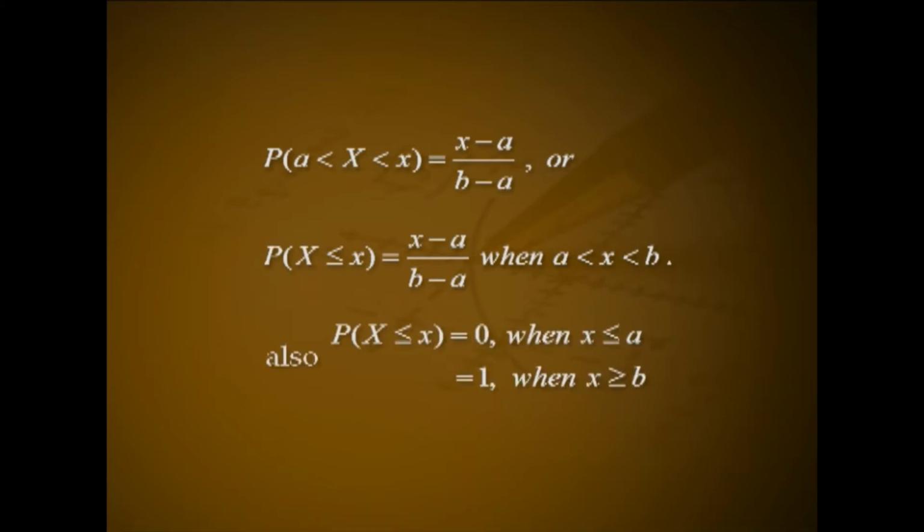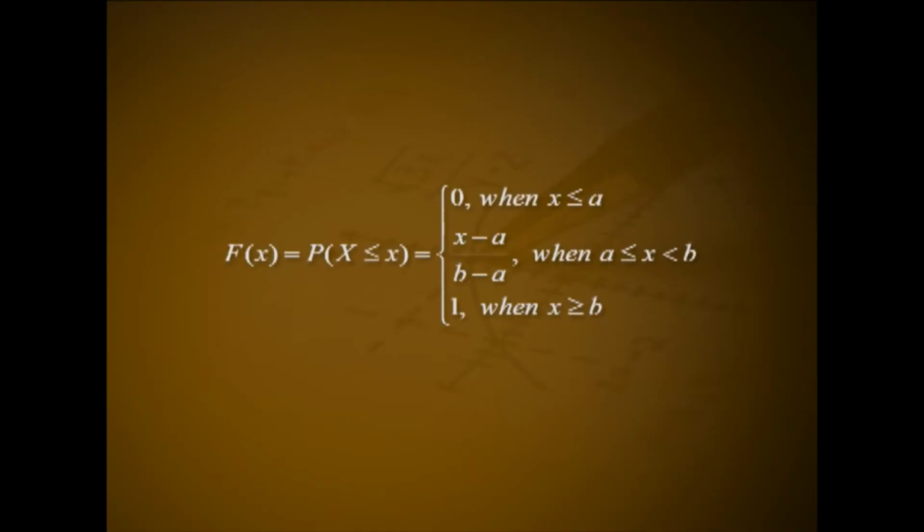Hence, probability of X ≤ x equals 0 when x ≤ a and equals 1 when x ≥ b. This implies for the random variable X, F(x) = probability of X ≤ x, that is equal to 0 when x ≤ a, equal to (x − a) divided by (b − a) when a ≤ x < b, and is 1 when x ≥ b.